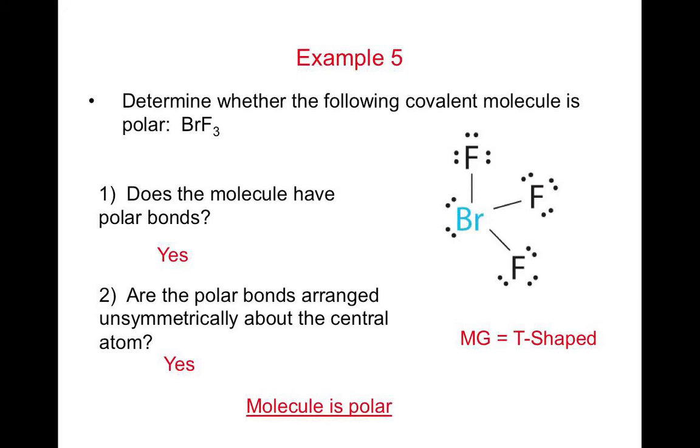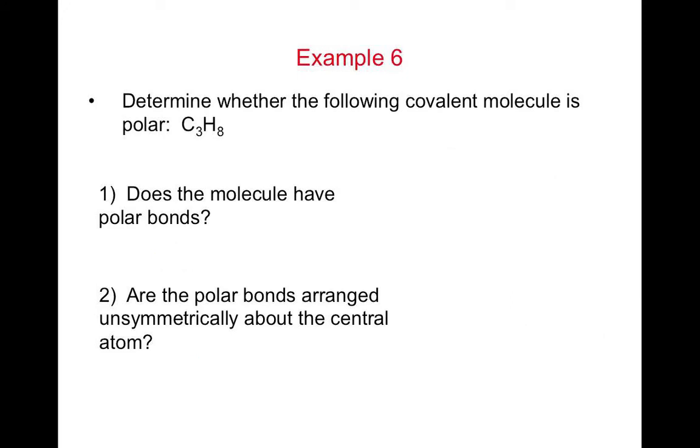And one more example. So here I have C3H8. So remember what I said before. When I have carbon-hydrogen bonds, those bonds are going to be nonpolar. And so it doesn't even matter what the Lewis structure is. If I only have carbon and hydrogen, I'm going to have no polar bonds. So the first criteria is not met. Doesn't even matter if it's symmetrical or not. In this case, it's not, but the molecule is nonpolar if it only contains carbon and hydrogen.